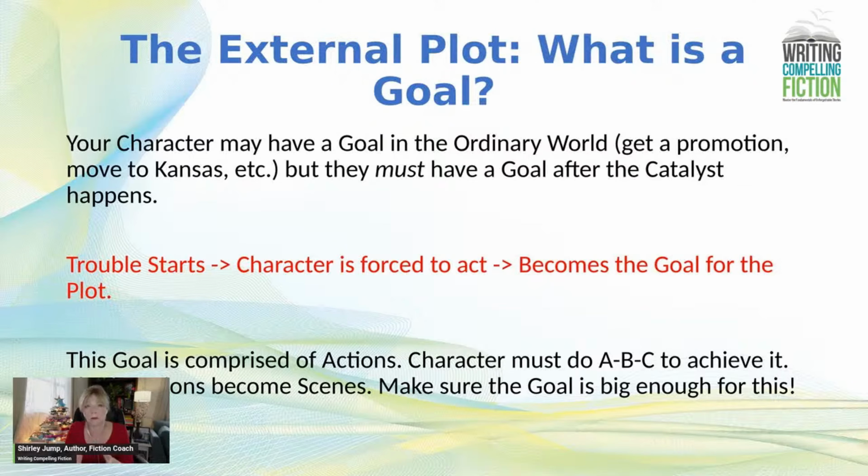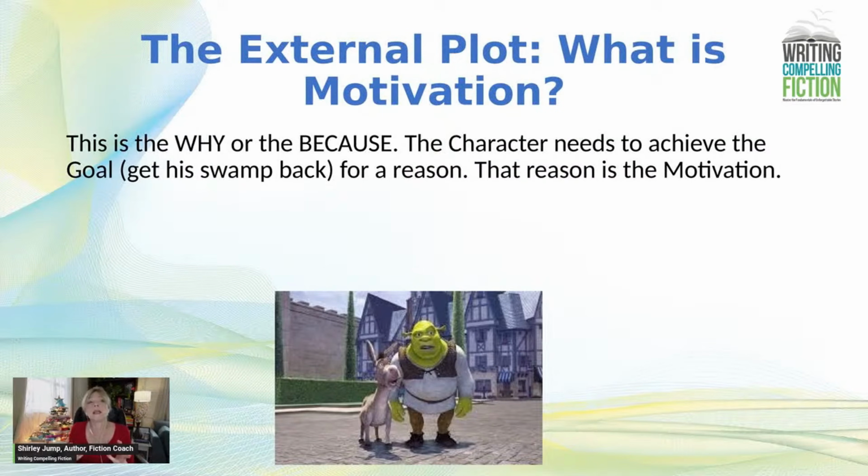And there must be several of them, and they must have lots of opportunities for things to go wrong, because that's what we're going to talk about next. The external plot, the second thing that you have is the motivation. This is the why, or the because, why they are doing this. And when we're talking external, we're talking an external motivation, a physical, tangible motivation.